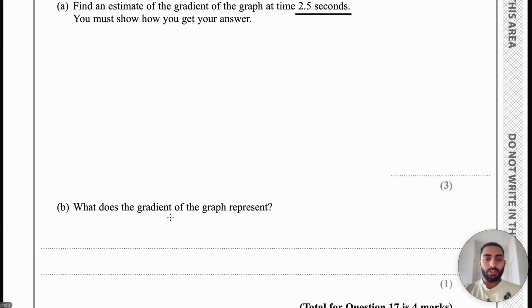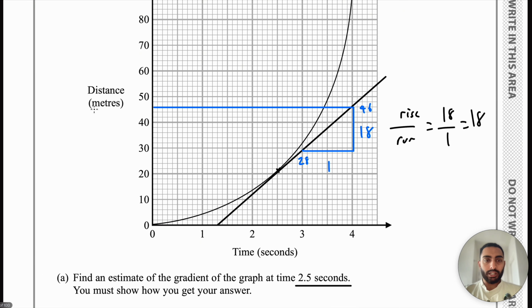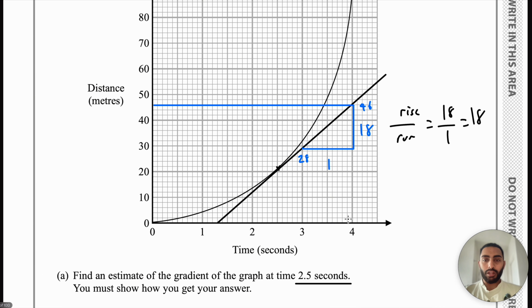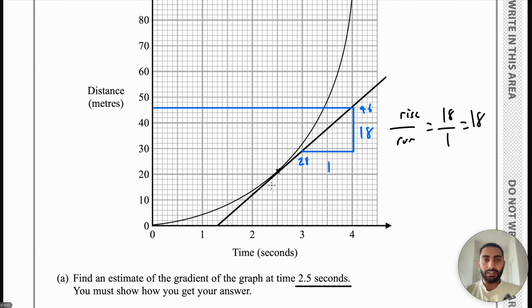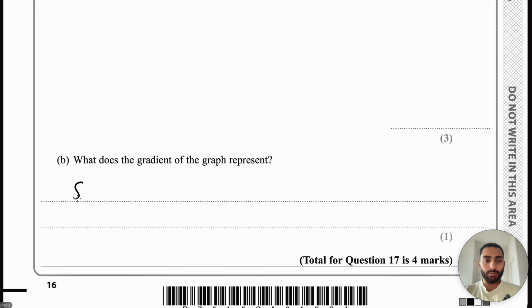Part B, what does the gradient of the graph represent? If we take a look, we have distance and we have time. We're just finding the speed here. We're finding the speed per second. So we can just write speed.